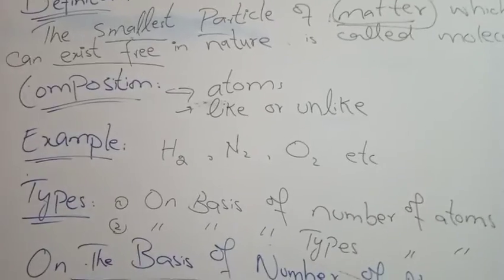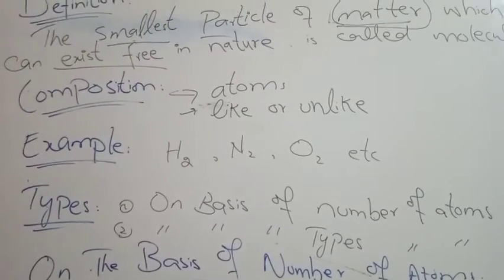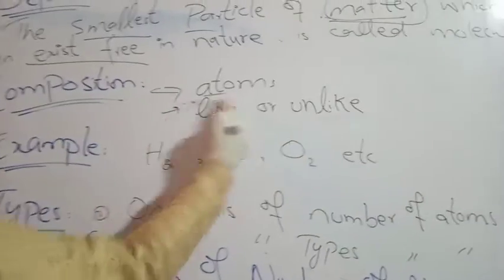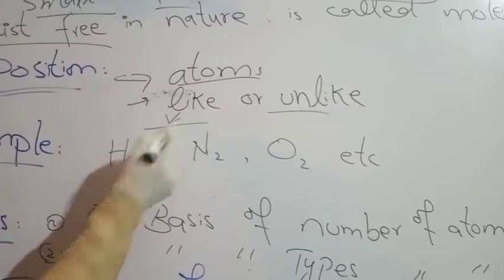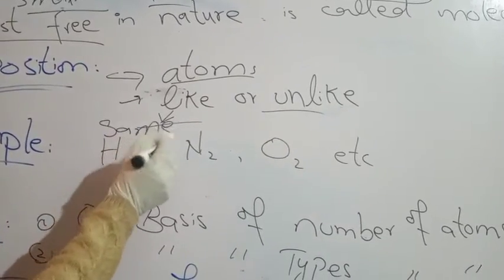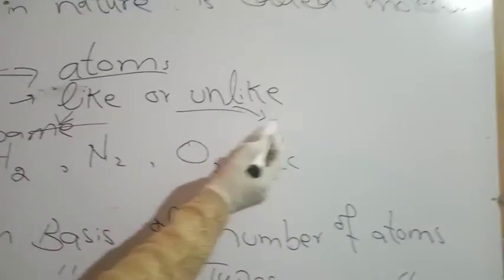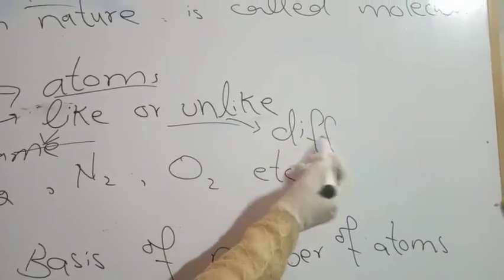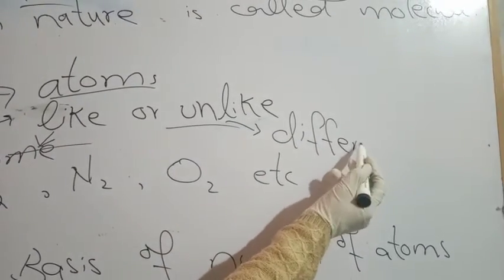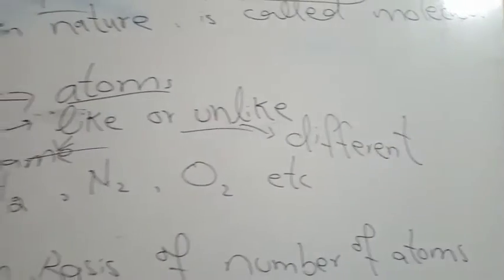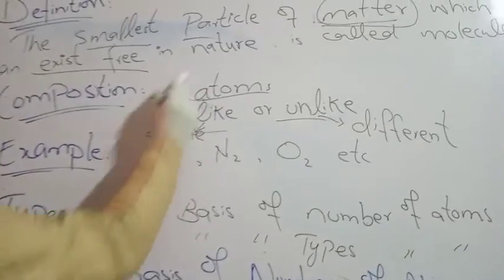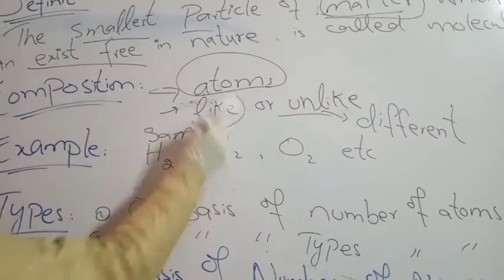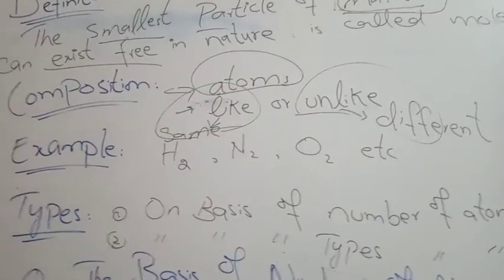Now the composition of molecules, that is, how a molecule is composed. A molecule is composed of atoms. These atoms may be like or unlike. Like means that it may be composed of the same type of atoms, and unlike means that it may be composed of different types of atoms. So this is the composition of a molecule. These atoms may be the same or different. I will discuss them in the types of molecules.